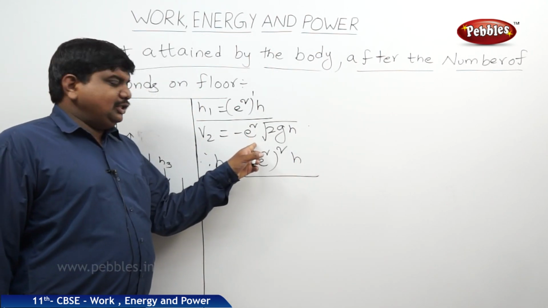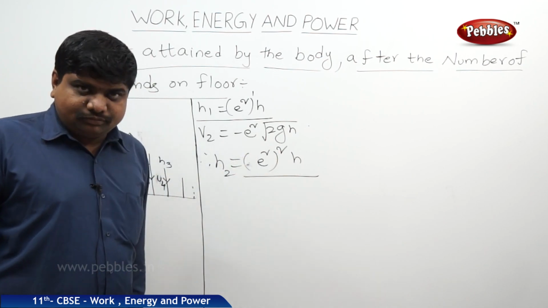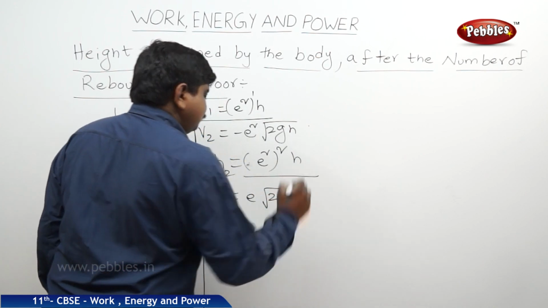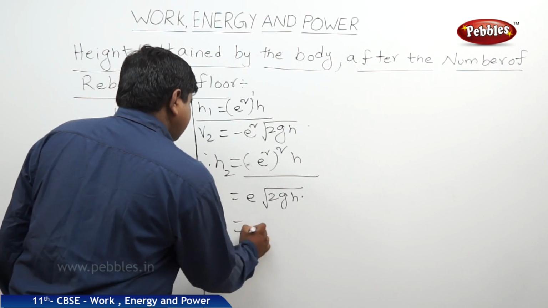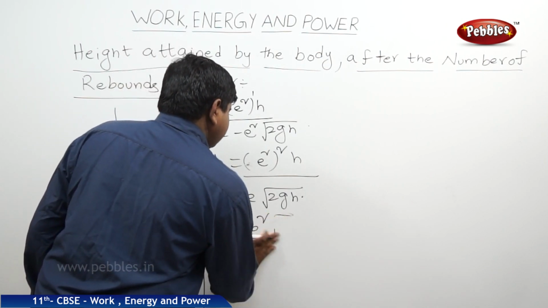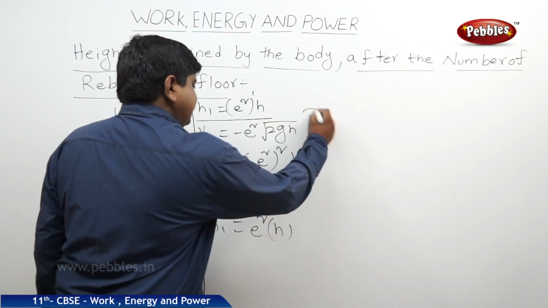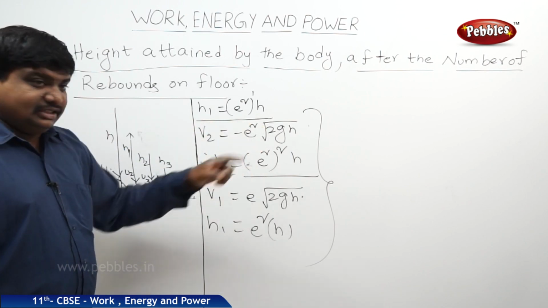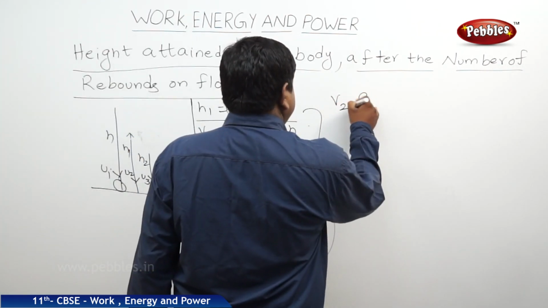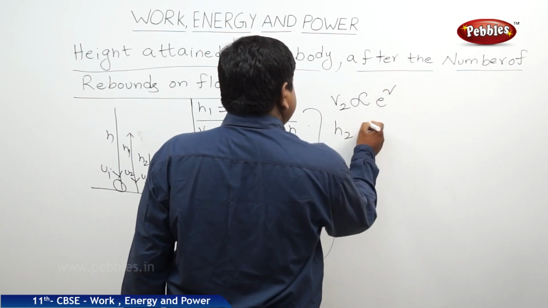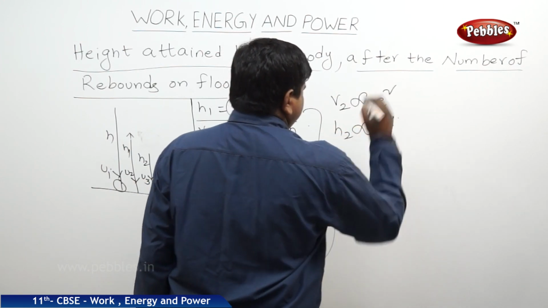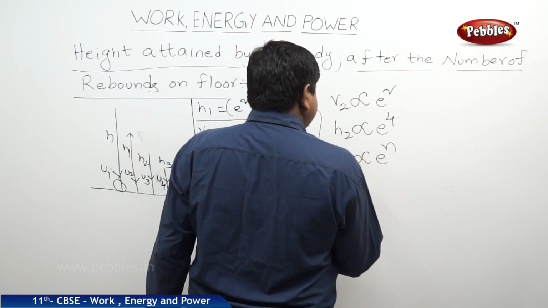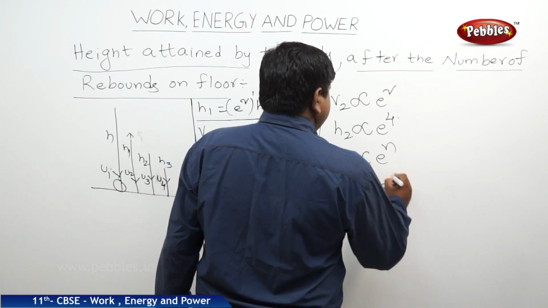V2 is a function of e square, but h2 is a function of e power 4. So we got V1 is equal to e power 1 into under root 2gh, as well as h1 is equal to e square into h. By seeing these two equations, V2 is proportional to e power 2, h2 is proportional to e power 4. From this we can write Vn is proportional to e power n, but hn is proportional to e power 2n.